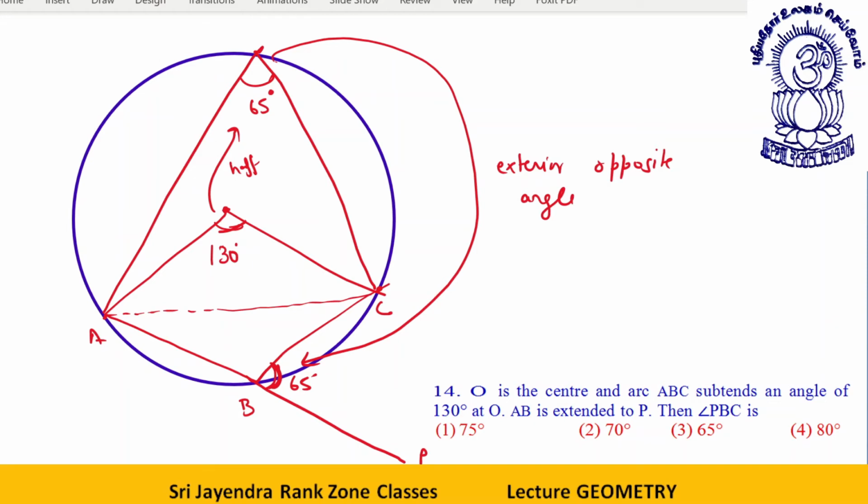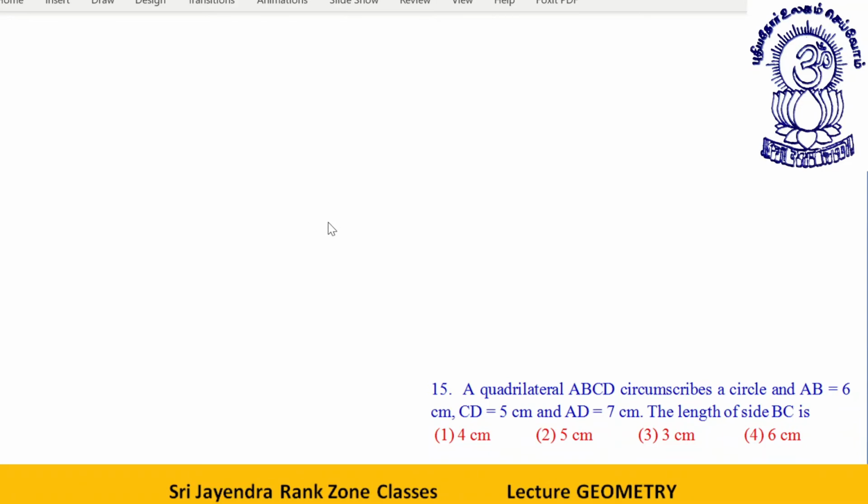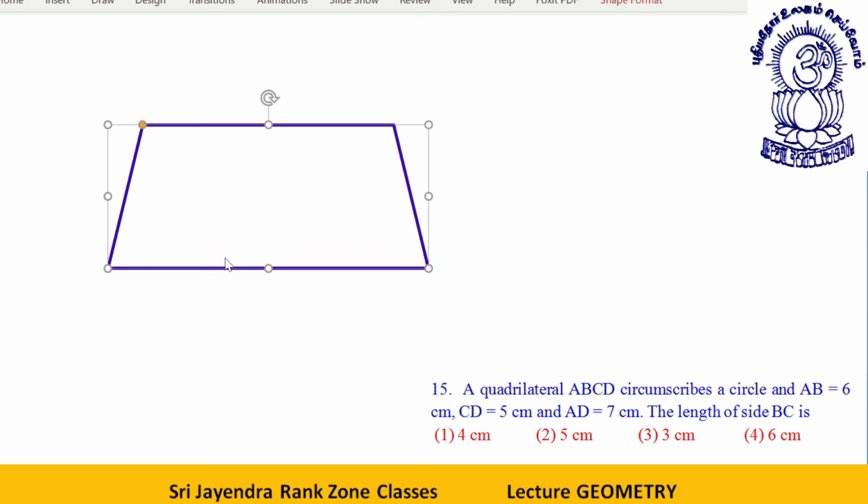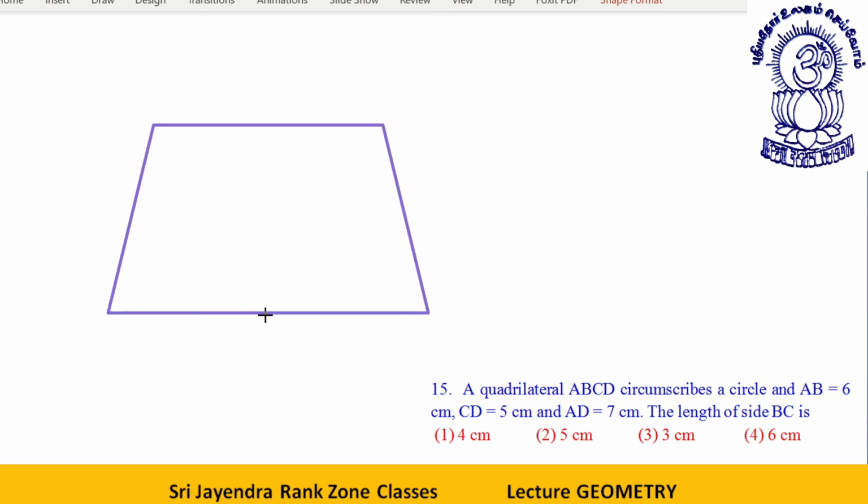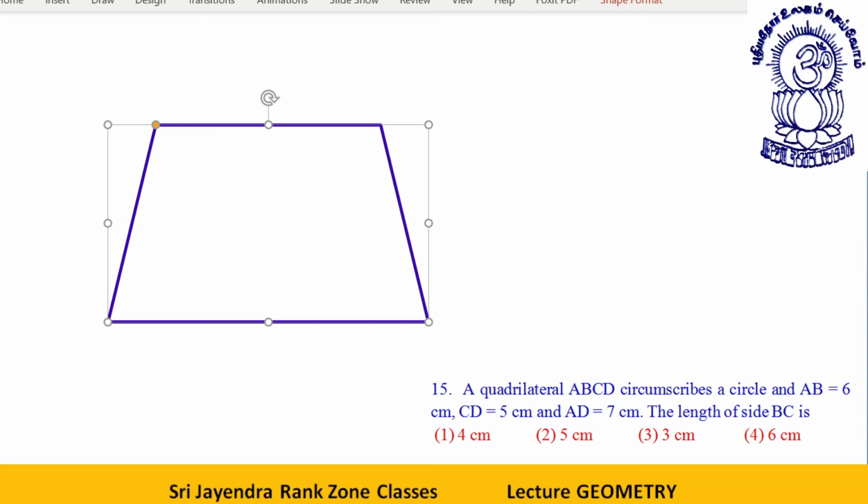Let's take the next one now. Quadrilateral ABCD circumscribes a circle. Let me draw a quadrilateral first. Let me take any random quadrilateral. Suppose I take a quadrilateral like this. It does not matter what sort of quadrilateral that is. This is a general quadrilateral. Whether it is a trapezium or not, it hardly matters.